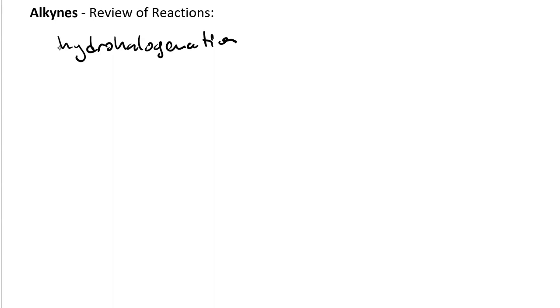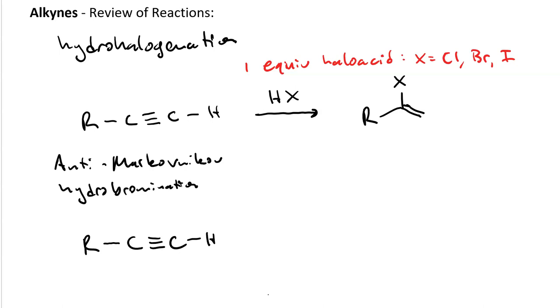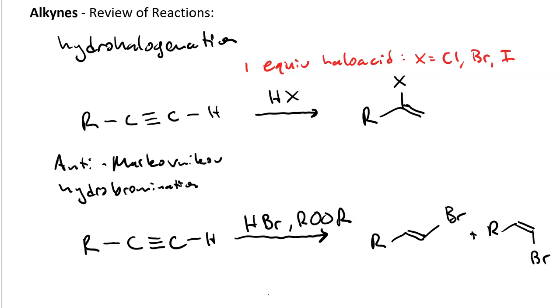If we use one equivalent of haloacid to do hydrohalogenation on a terminal alkyne, so here the haloacid can be hydrochloric, hydrobromic, or hydroiodic, we will get the vinylic alkyl halide, where the halogen is attached to the internal sp2 hybridized carbon. We can also do anti-Markovnikov hydrobromination if we use HBr and peroxide. And in this case, we get a mixture of the E and Z products.